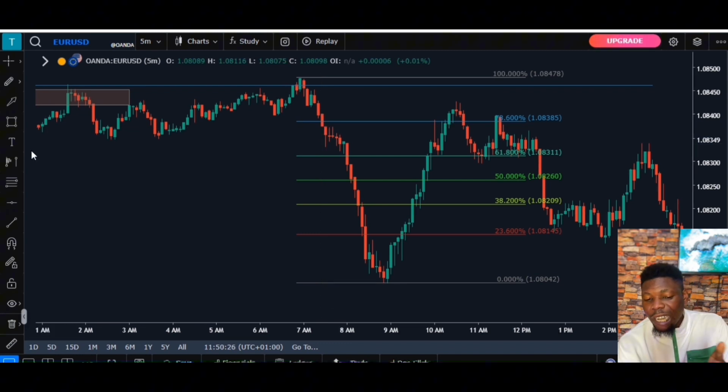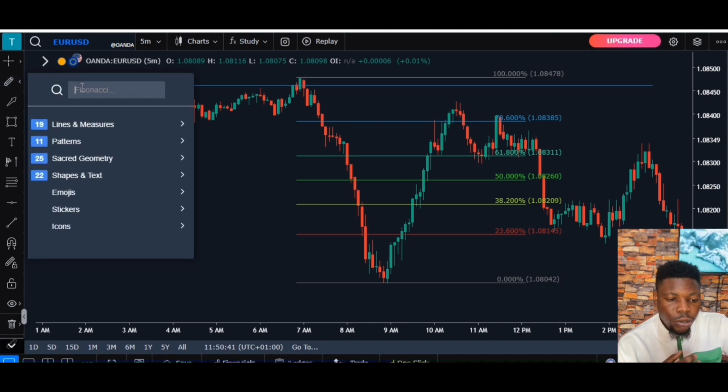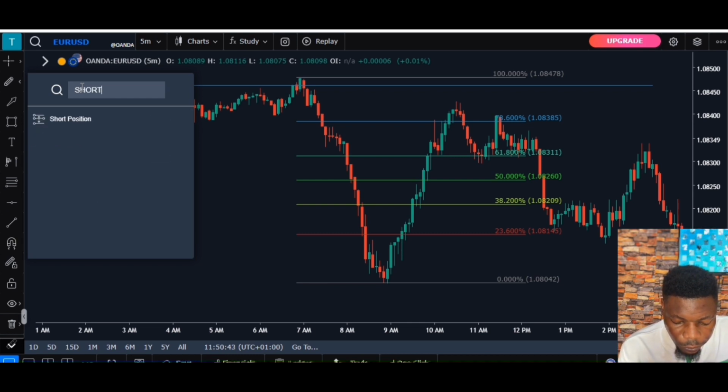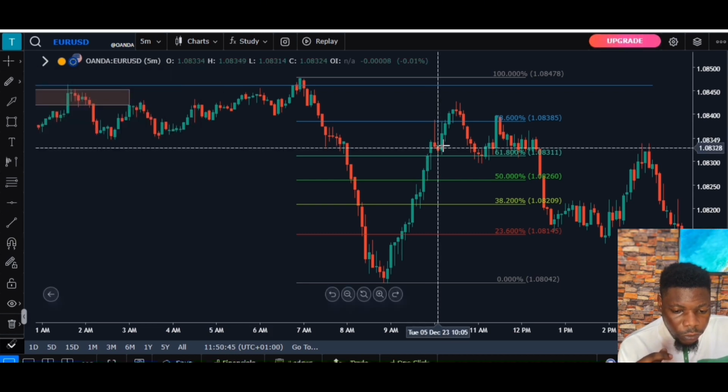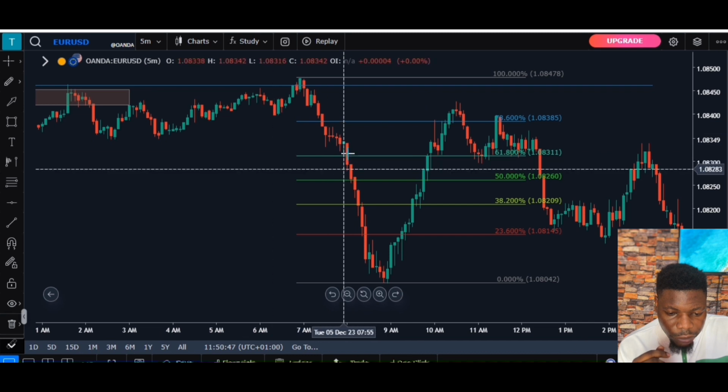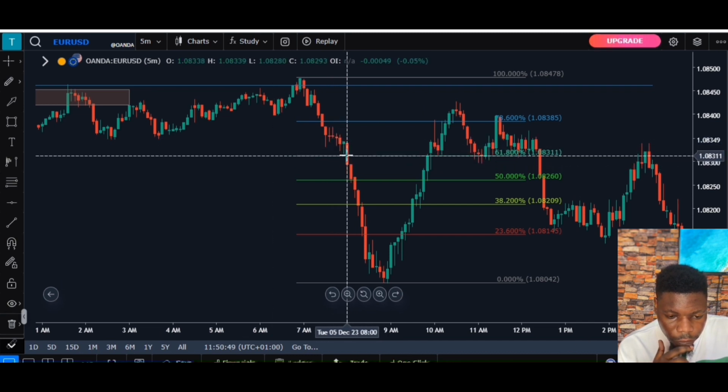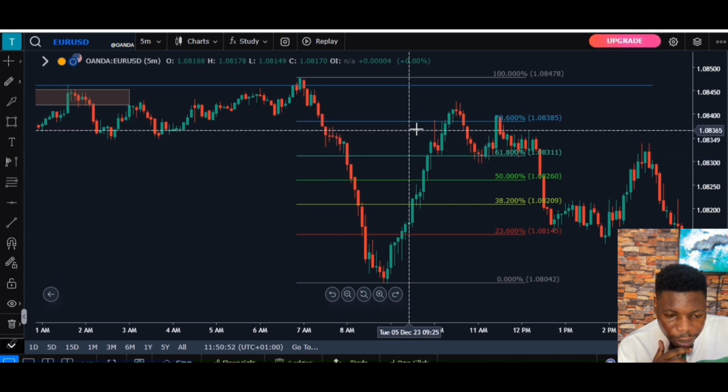So the thing is that we could have entered anywhere from the 50% level, but we are looking for a much better price because it's wiser. We have a higher risk to reward. You get what I'm saying, guys? So you enter your short here. So we enter our short here from this reaction we got here.